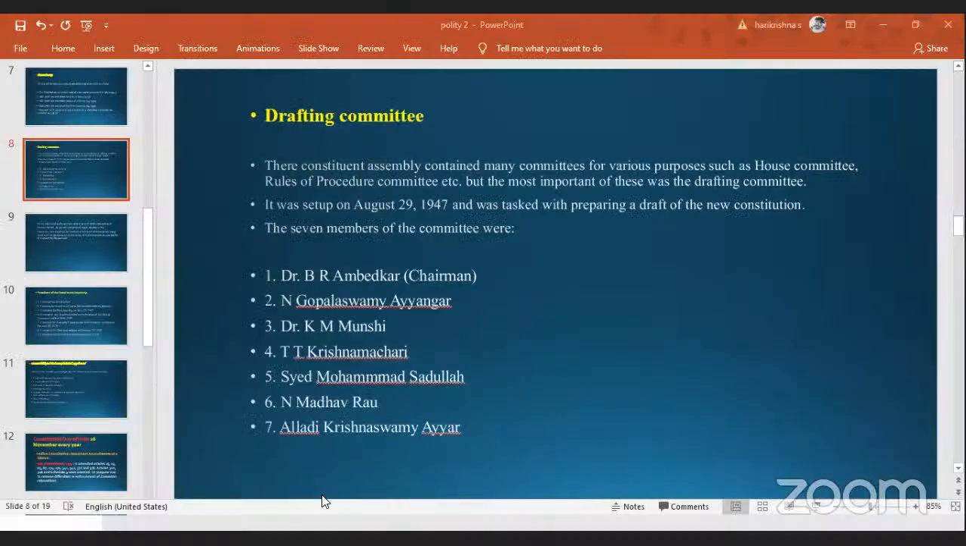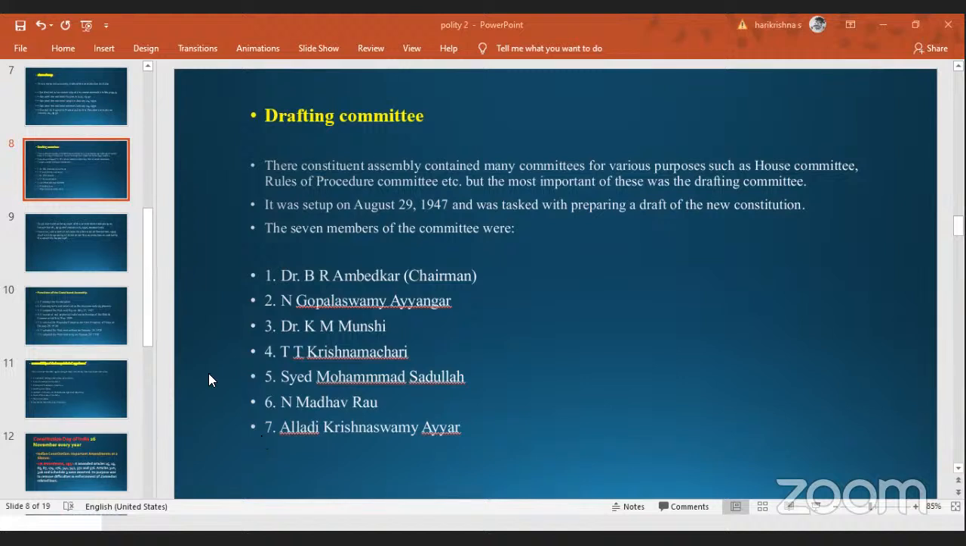It shows a lag in the connectivity. Is the slide visible? The drafting committee. Yes, sir. Okay. Anyway, that was August 29, 1947, when the drafting committee was supposed to prepare the draft.